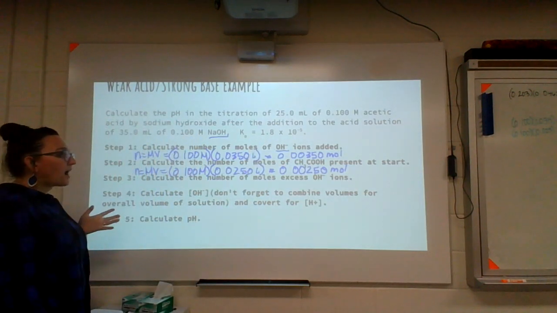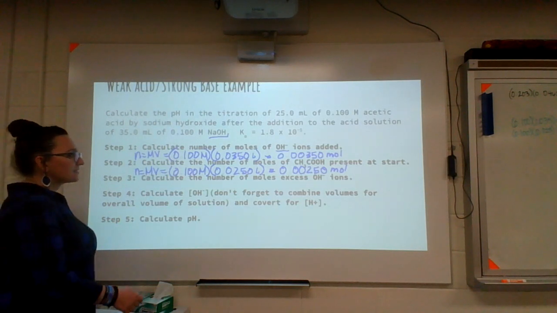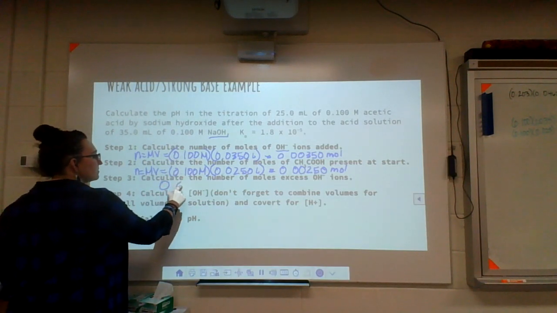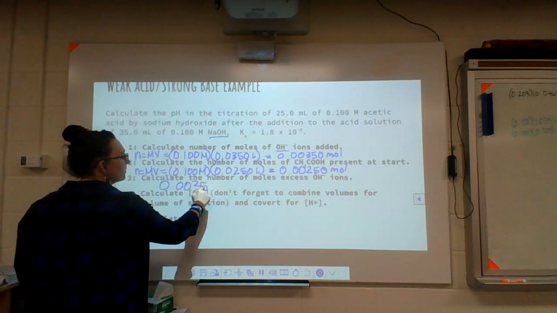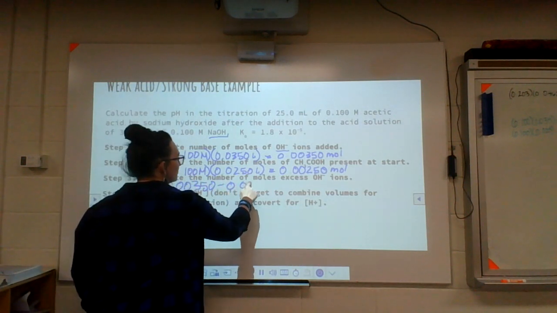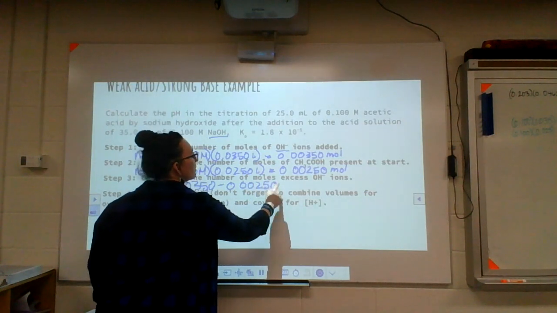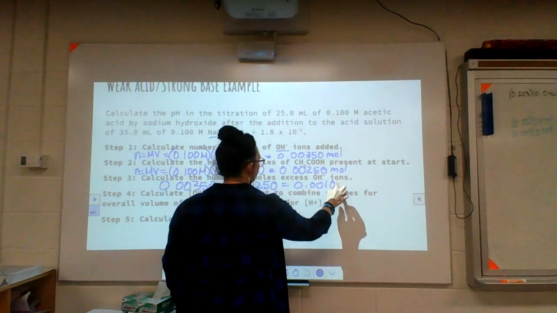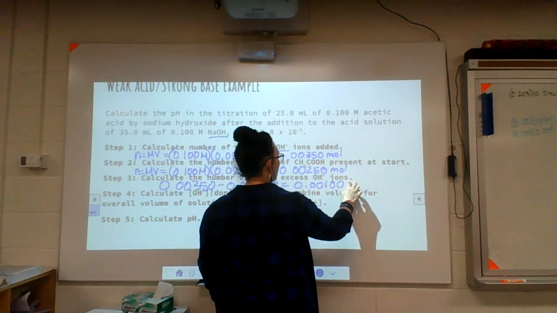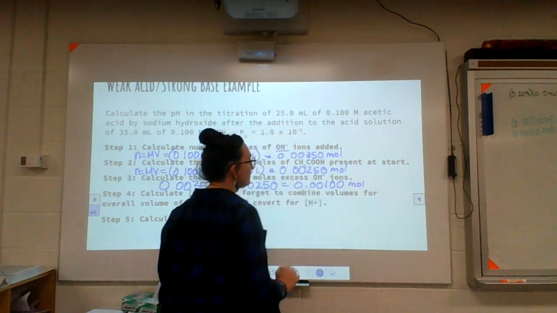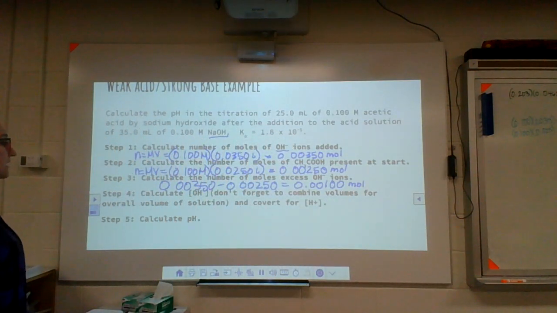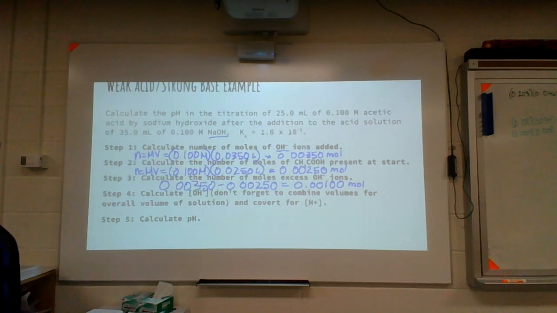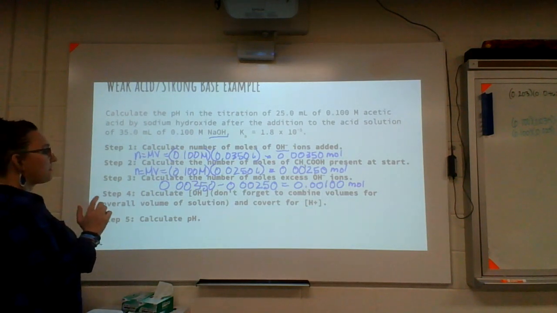So to calculate how much I have left over or excess, I'm just going to simply subtract. So 0.00350 minus 0.00250 gives me an excess of 0.00100 moles of hydroxide ions. Next, I'm going to calculate the hydroxide ion concentration, remembering that I now have a combined solution, so I need to use the combined volume.